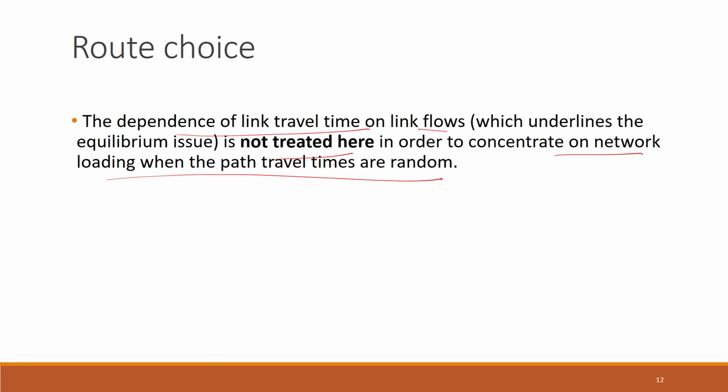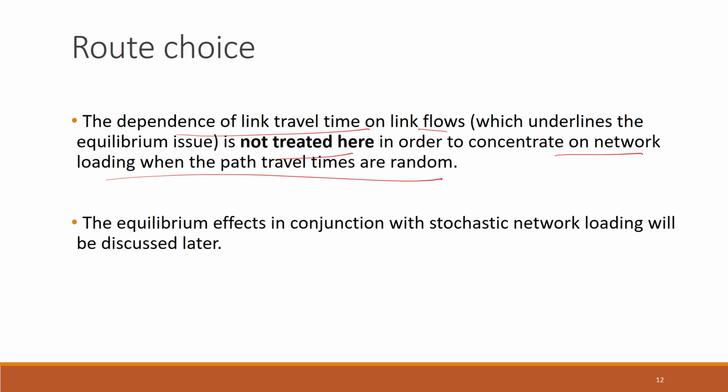Same in this stochastic network loading: we will be assuming that the link travel times are stochastic, but they are not a function of the link flow. But since we will finally be going to the stochastic user equilibrium case, this dependence of the travel time on the link flow will eventually come. Just now, for the understanding of the stochastic network loading model, we are not considering that aspect where the travel time is a function of the flow. The equilibrium effects in conjunction with stochastic network loading will be discussed later, after a few lectures.